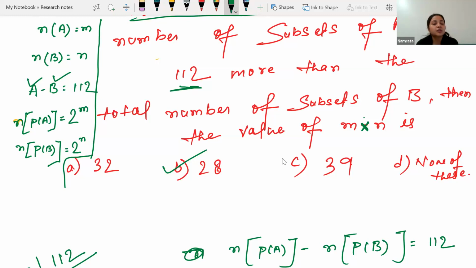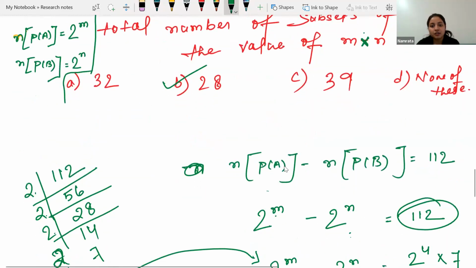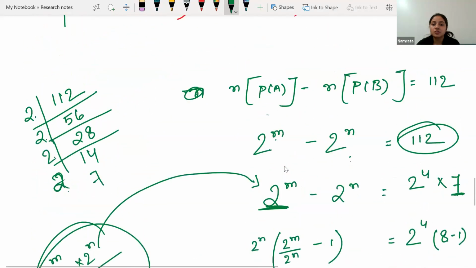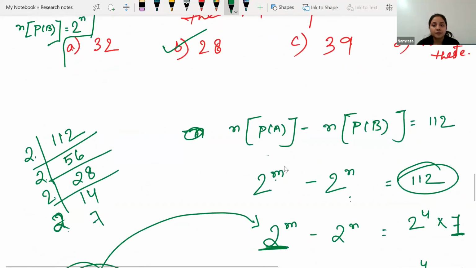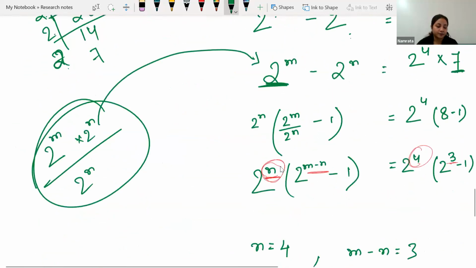So just by using the concept of power set, basic concept, we are able to do this question which was there in 2020. Okay, let's move ahead.